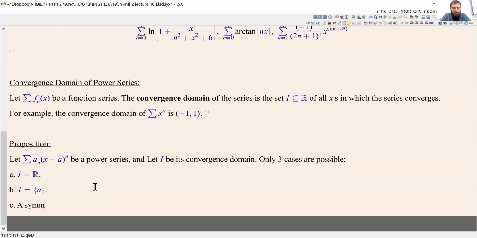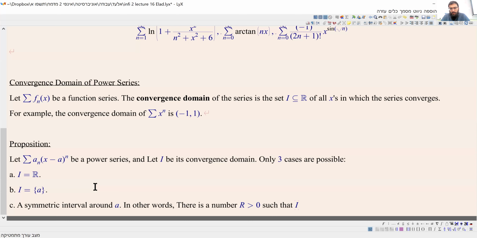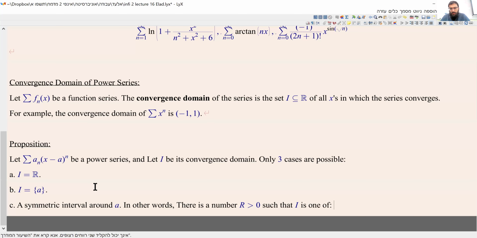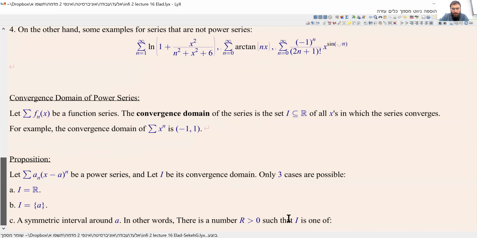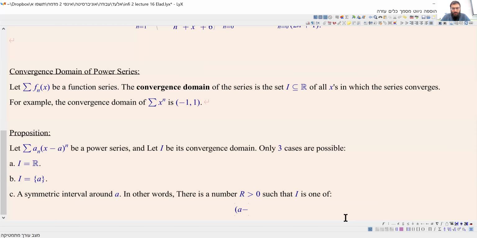And the most interesting case is there is an R, a symmetric interval around a. In other words, there is a number R such that I is one of the following options: the open interval around a, a minus R to a plus R, the closed interval, and it can be one open end and one closed end, and vice versa.